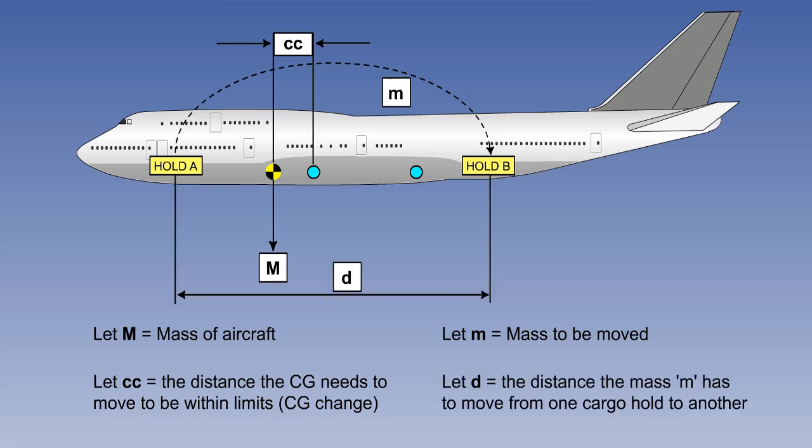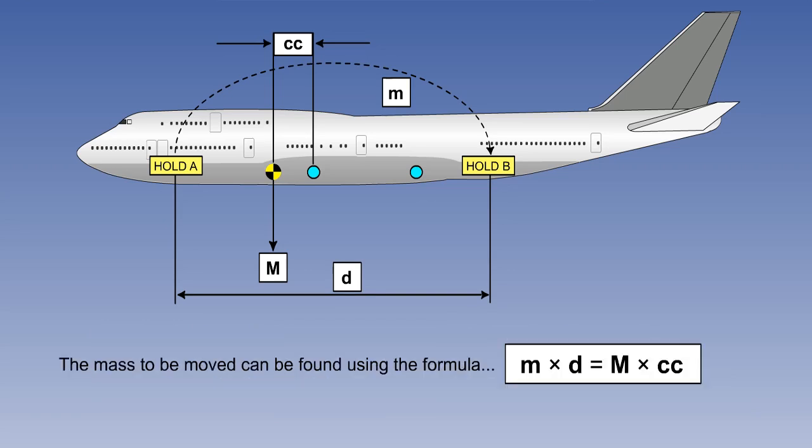Now let letter D represent the distance the mass has to move from one cargo hold to the other, in this case from front to rear. The mass to be moved, little m, multiplied by the distance it moves, d, is equal to the total aeroplane mass, big M, multiplied by the distance the centre of gravity moves, cc. This is expressed as a formula: m times d equals M times cc.